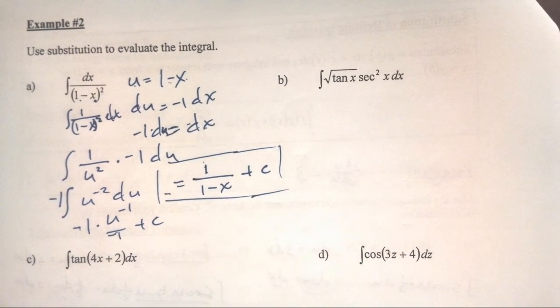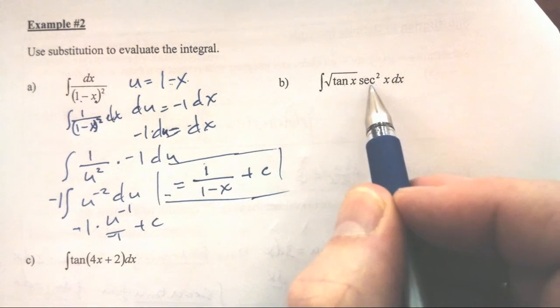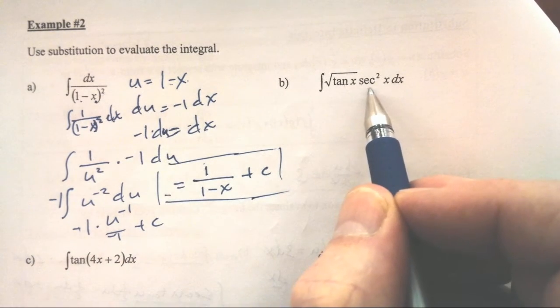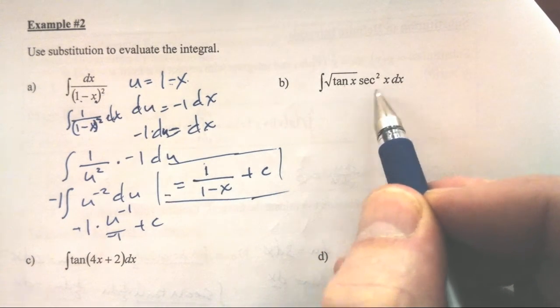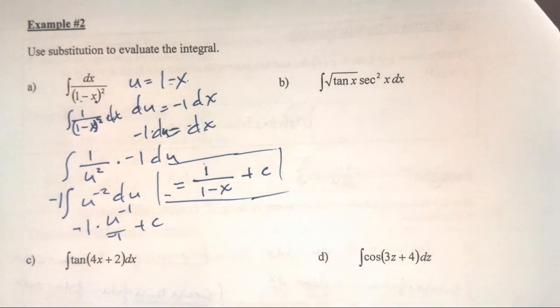So our choices for u. I want to do some planning here. I can choose tangent to be u. I can choose square root of tangent to be u. I could choose secant to be u. I could choose secant squared to be u. I could try to do some trigonometric transformations and change secant squared into perhaps tangent squared plus 1. Maybe that would be a good idea.